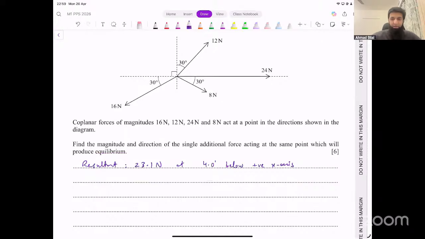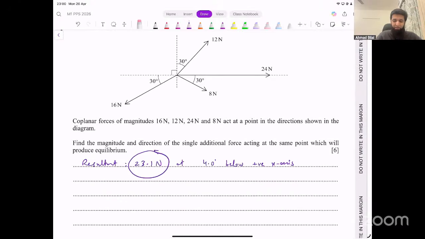Now, we will talk about the marking scheme. Just focus on this. Resultant force is 23.1 Newton at 4 degrees, or you can say 3.99 degrees. 4 is also fine because the instruction is one decimal place for angles in degrees. It rounds off to 4.0. This is fine. Below positive x-axis. So the resultant is turning out to be in this direction. The overall resultant of all the forces that are there is in this direction. Theta is 4 degrees.